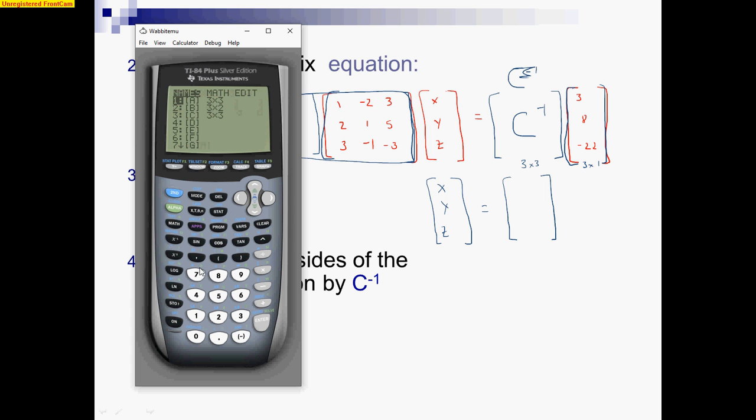Oops. What the heck? Gosh darn it. Matrix A, my answer matrix, is a 3 by 1, and it has 3, 8, -22. I'm having some keystroke problems, aren't I?